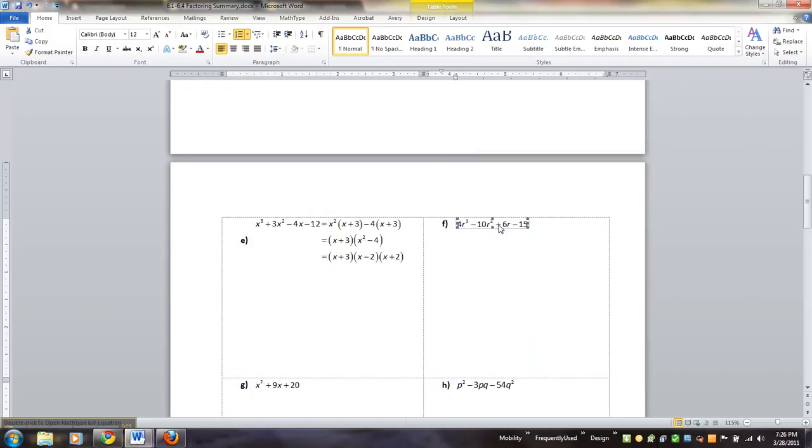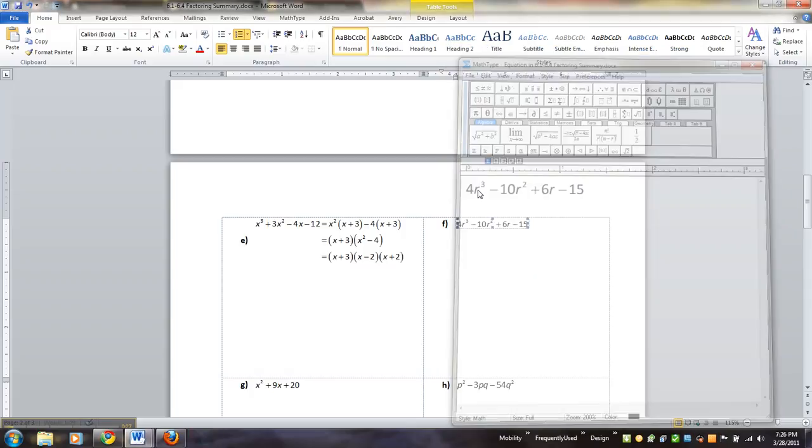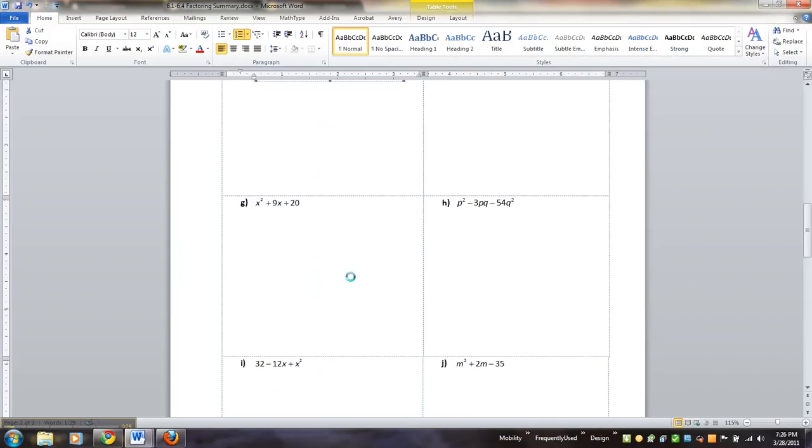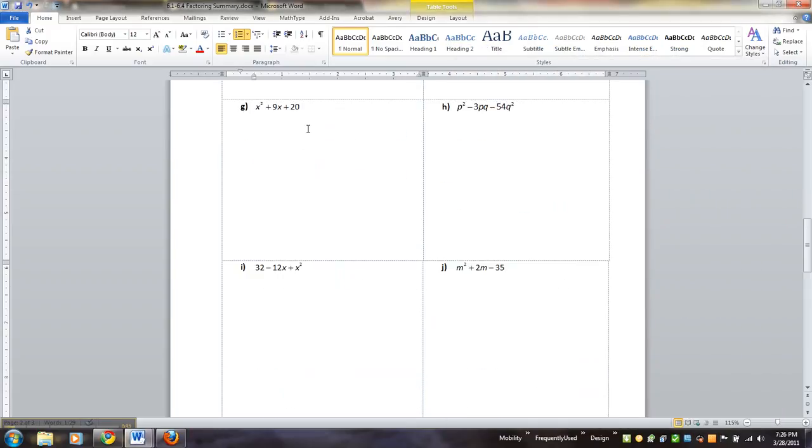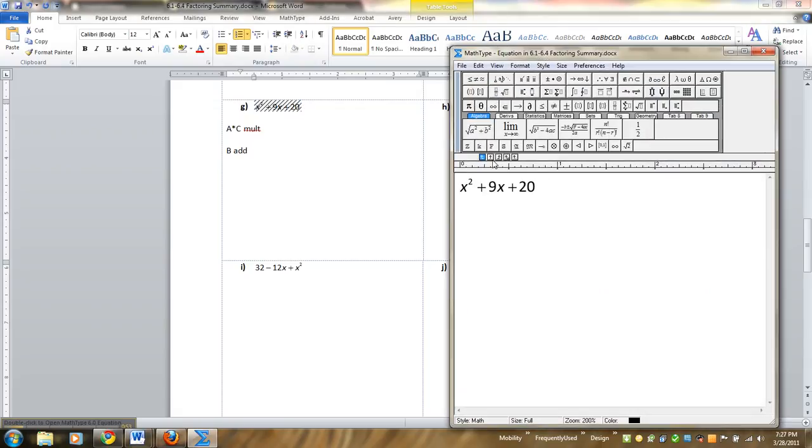I'm not going to do this one because it's the same idea, factor by grouping. Let's get to the hard ones, which are the trinomials, which you wouldn't think are the hardest, but they are. Now remember what you're trying to accomplish in these. You want A times C to multiply, and then you want them to add to B.